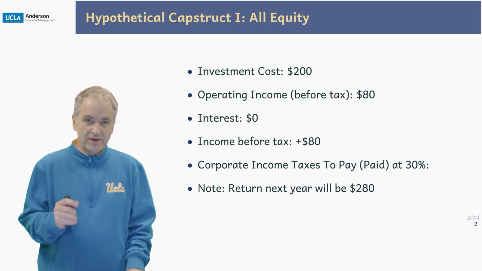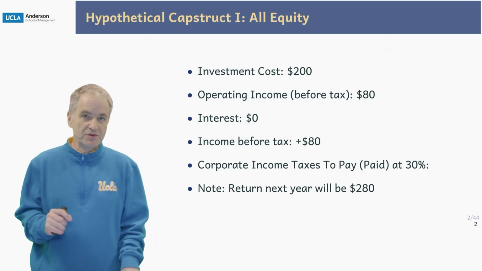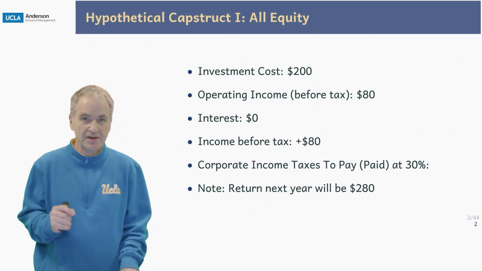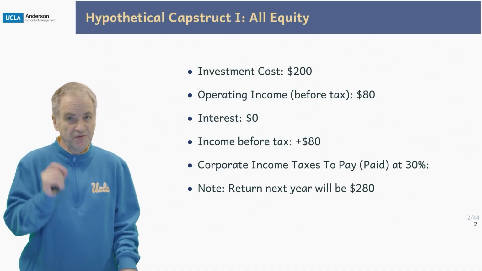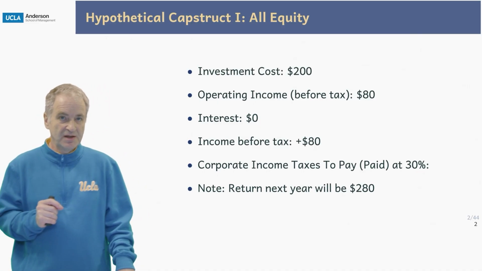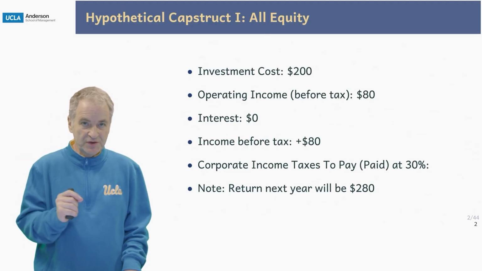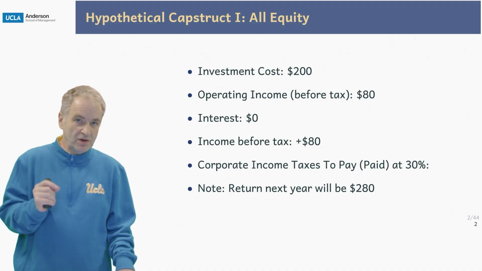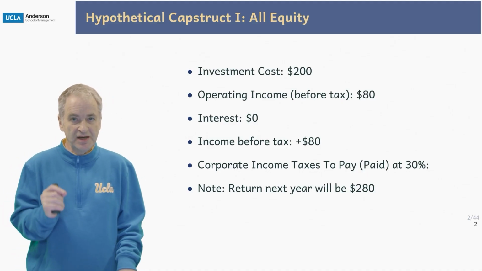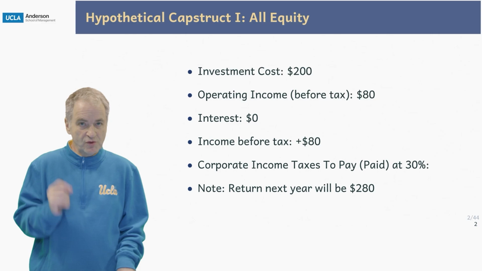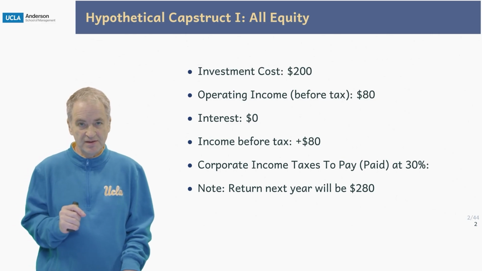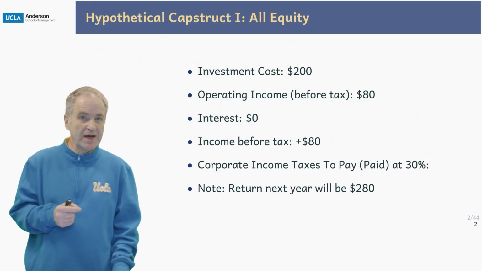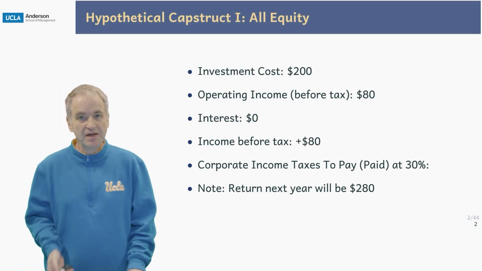So we're going to work with the simplest possible example as usual. We're going to have a project that has an investment cost of $200. It's going to get operating income before tax of $80. There's going to be no debt in our first example, so there's also no interest. That means that all your income before tax is going to be $80. You have to pay corporate income taxes at 30%. Of course, the return next year, if your investment cost was $200, your operating income is $80, will be $280.